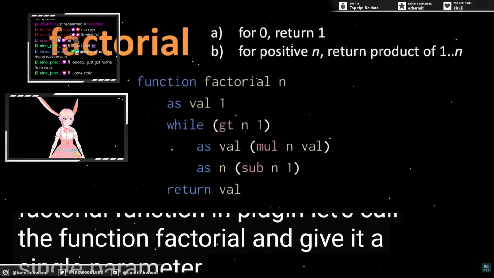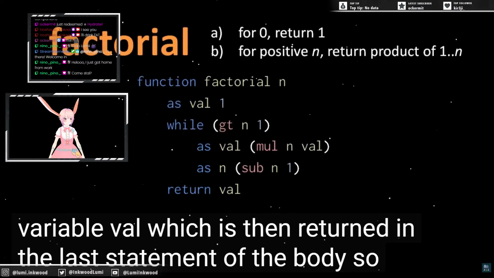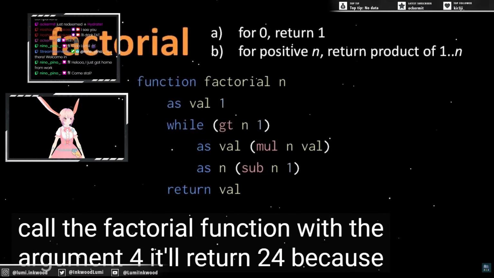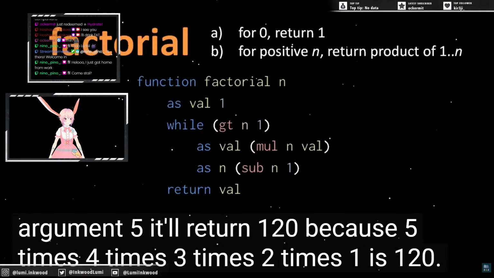Let's call the function factorial and give it a single parameter named n. In the body, we use a loop to compute the factorial and store the result in the variable val, which is then returned in the last statement of the body. So if we call the factorial function with the argument 4, it'll return 24 because 4 times 3 times 2 times 1 is 24, and then if we call the function with the argument 5, it'll return 120 because 5 times 4 times 3 times 2 times 1 is 120.